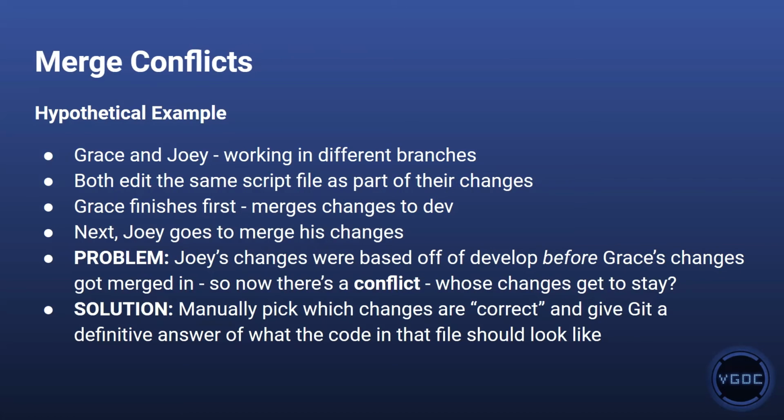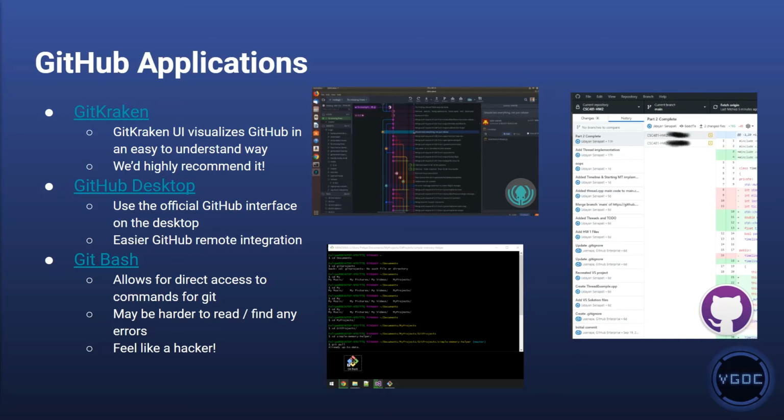So now we've hit the conflict when Joey wants to merge his changes back into develop, because essentially Git is having to say, well, whose changes are right, so to say, right? If they've both edited the same script and the same lines, who's right? It doesn't know. And so you have to go in and say what you actually want to be in your repository, Joey or Grace's changes. So translating it to R now.